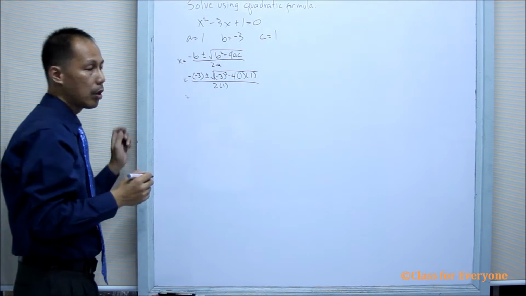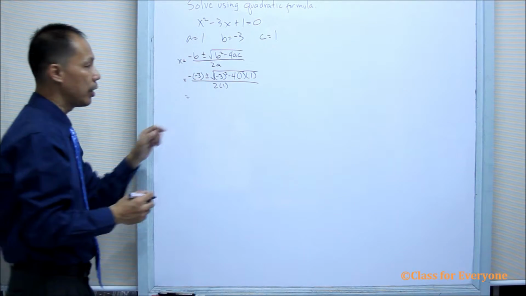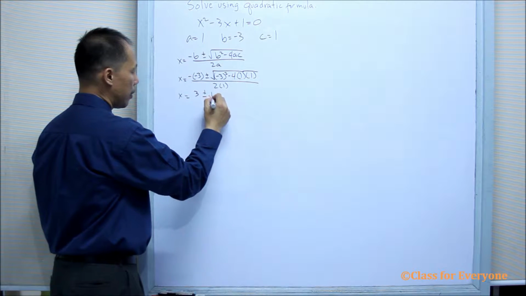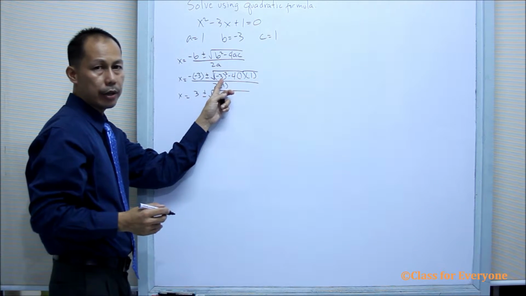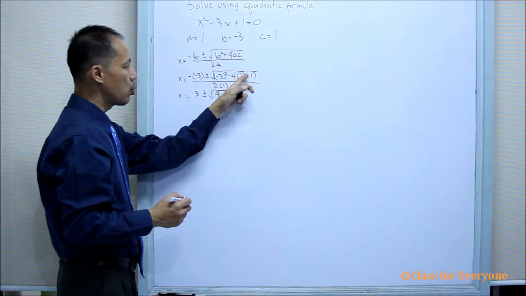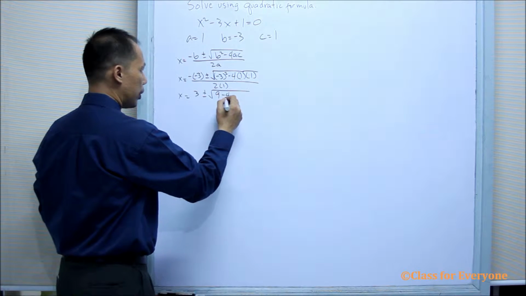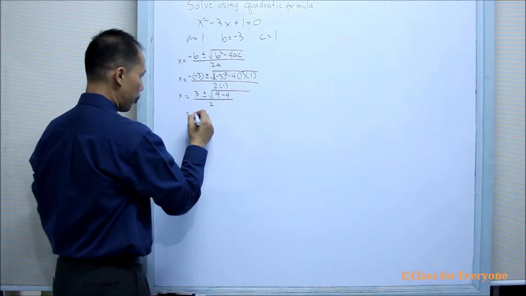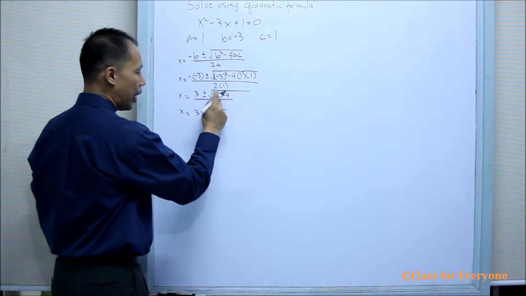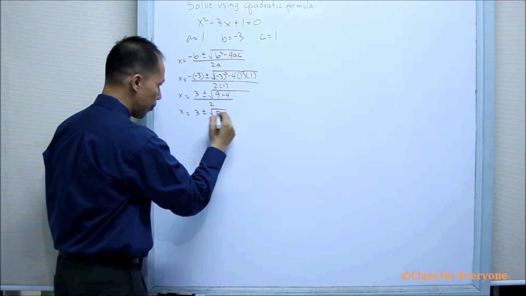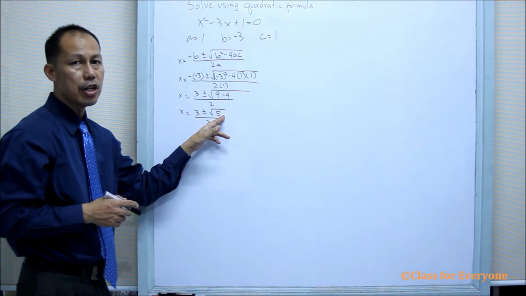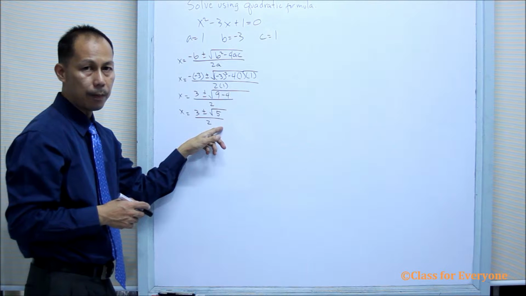Negative times a negative 3 will have a positive 3. Negative 3 squared will have a positive 9. Negative 4 times 1 times 1 is negative 4, all over 2. So this will have 3 plus or minus the square root of 9 minus 4, which is 5, all over 2. Since the square root of 5 is already an irrational number, we'll stop right here.